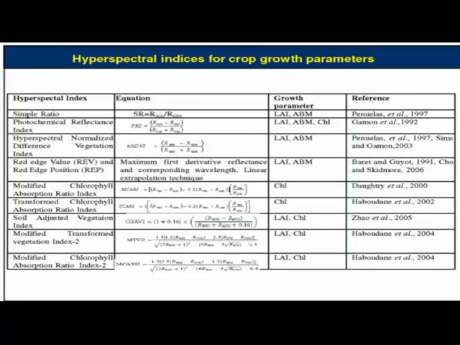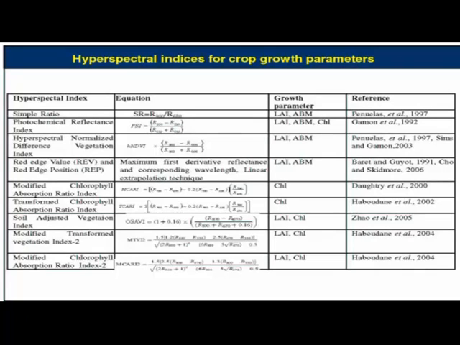So there are many authors who have published so much work on using these sensitive bands, and different indices they have developed, with which they could see not only nitrogen monitoring, but also crop growth parameters, for example, leaf area index, above-ground biomass, and also chlorophyll content. So these are the indices.